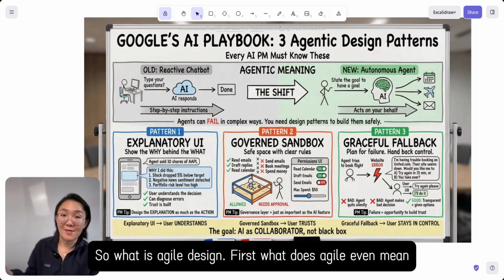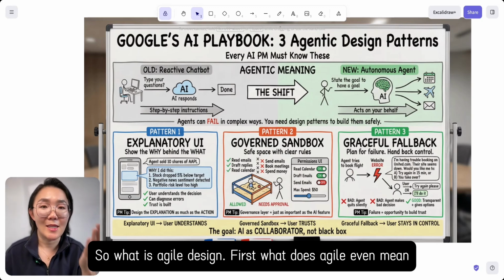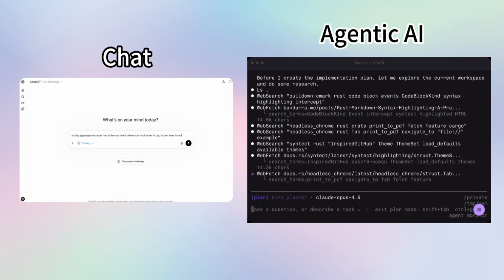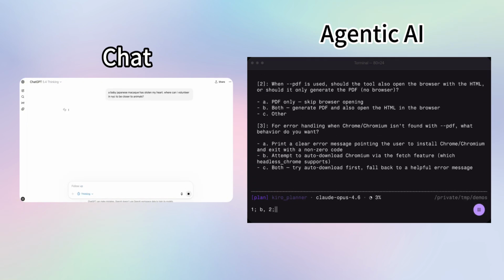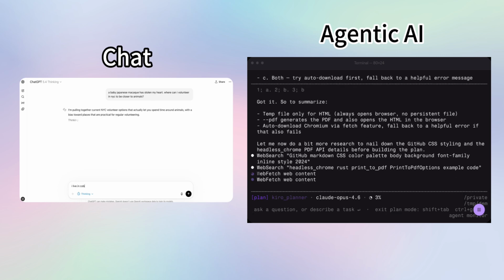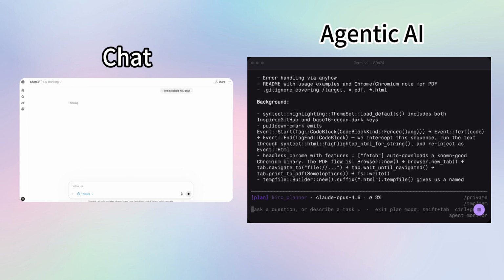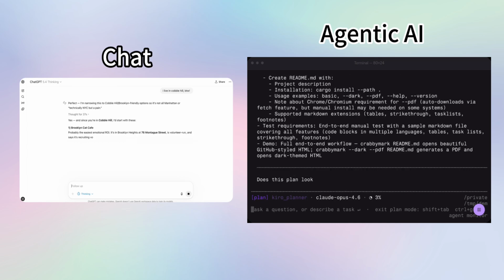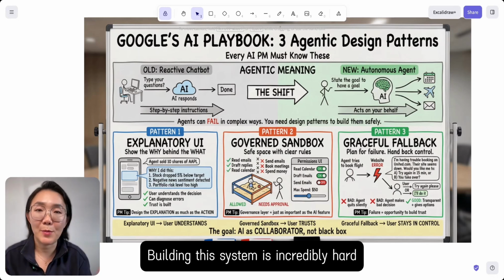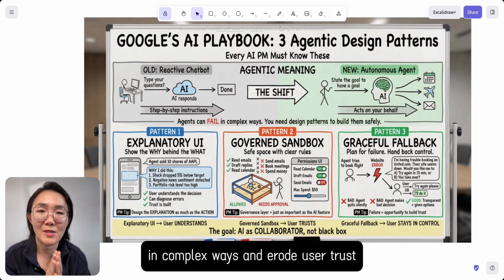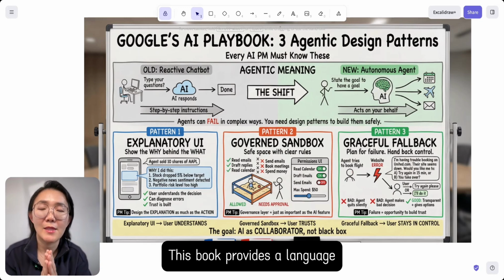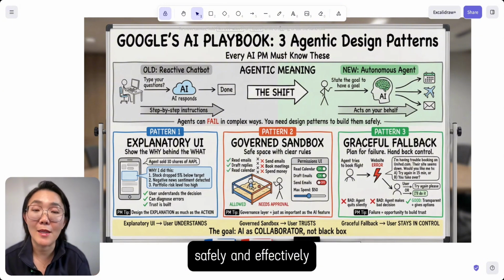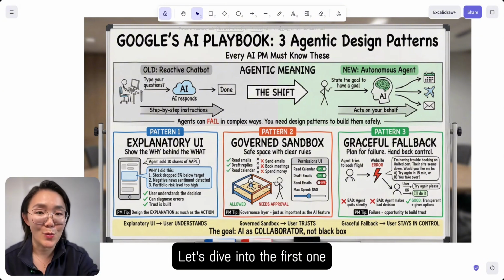So, what is agentic design? First, what does agentic even mean? It means the AI can take actions on behalf of the user to achieve a goal without step by step instructions. Think of Google Maps automatically rerouting you around traffic. You didn't ask it to, it saw a problem and took action. That's an agentic system. Building this system is incredibly hard because they can fail in complex ways and erode user trust. This book provides a language and a set of patterns for designing them safely and effectively. Let's dive into the first one.